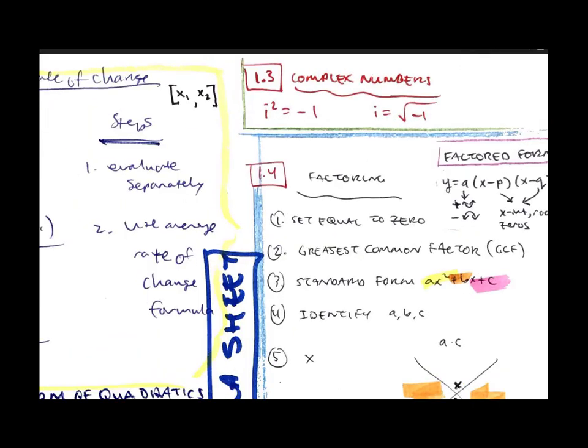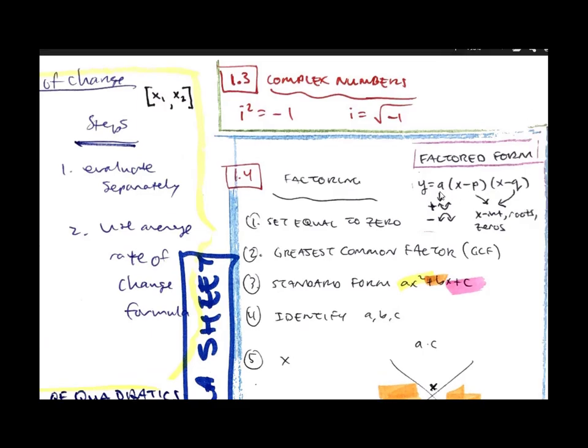Factor form basically means you factor them to get your greatest common factor, and your p and your q values, not including the minus sign, are your x-intercepts, your roots, or zeros, or solutions. And if your a value is positive, it opens up; negative, it opens down.